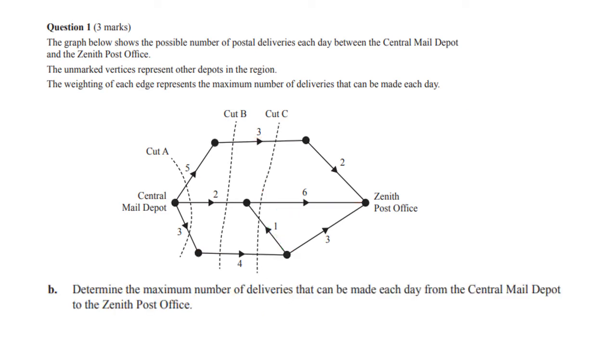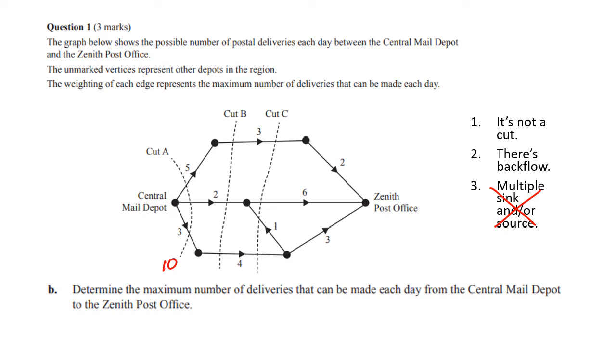Now, looking at this problem, don't forget your basic rules. We know there are no multiple sources or sinks here. There are issues with backflow we found with cut C, but this can be quite a hard one to work out. We already know that we got a 5, a 2, and a 3 for cut A, so we already knew that one was 10, and we knew cut B was 9, and we knew that cut C is 13, if I'm getting that correct.